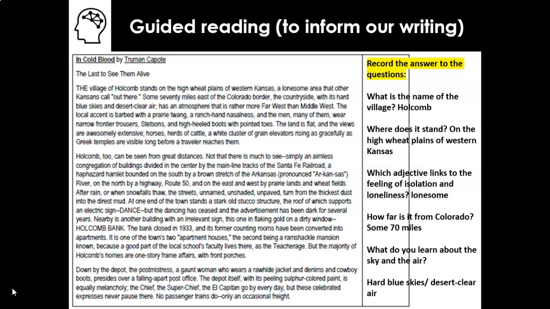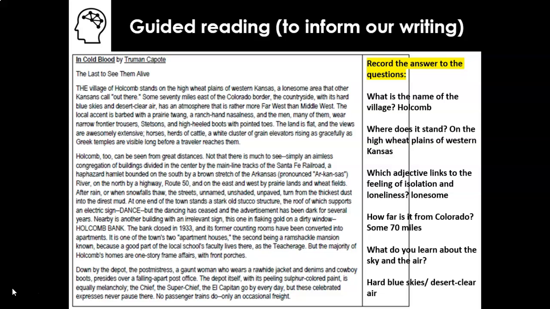So where does Holcombe stand? Brilliant, on the high wheat plains of western Kansas. Brilliant. Now, it begins to make choices in this paragraph, descriptive choices, because it uses an adjective that already is linking to the feeling of isolation and loneliness. So if you've got lonesome, that lovely word, in that first line, a lonesome area that other Kansans call out there, give it a tick.